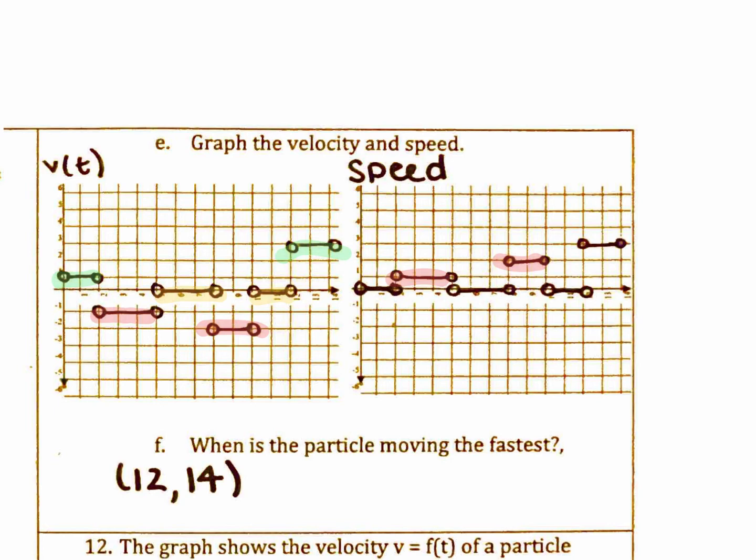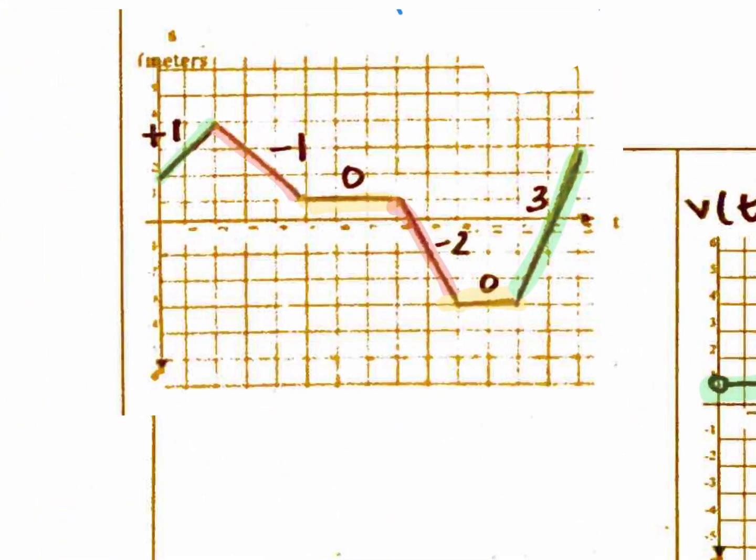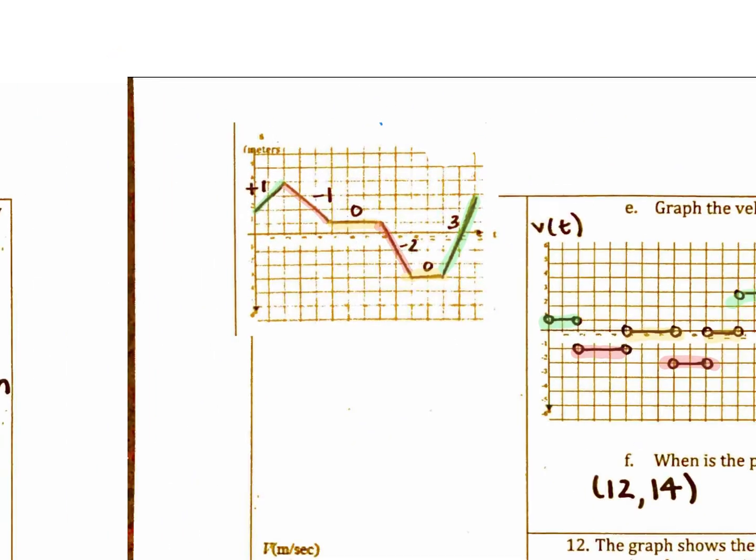Now, when is this thing moving the fastest? Well, it looks like this stretch here at the end had the greatest velocity or speed. We could also look just at the graph. That's where we had the steepest line. So that indicates the highest speed.